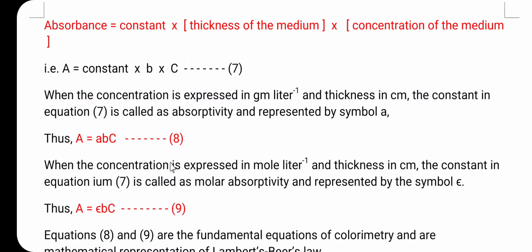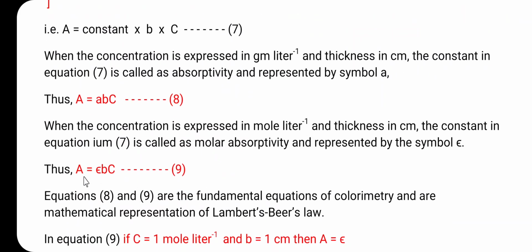So, here when the concentration is expressed in terms of moles per liter in the equation 7, and the thickness is in centimeter, then the constant in the equation 7 is called the molar absorptivity, and it is represented by the symbol epsilon. So, here equation 7 can be written as capital A is equal to epsilon into B into C. This is the equation number 9. Capital A is the absorbance, epsilon is the molar absorptivity, B is the path length or the thickness of the medium, C is the concentration of the medium.